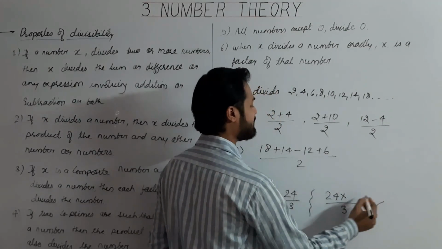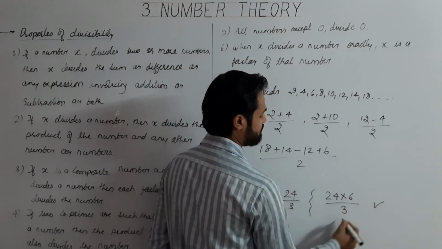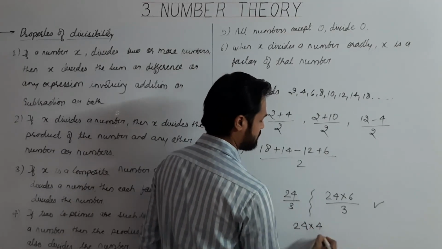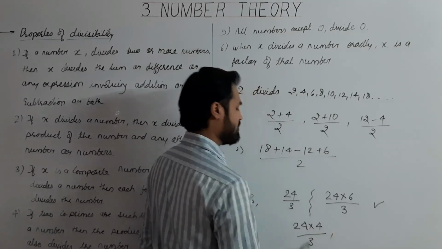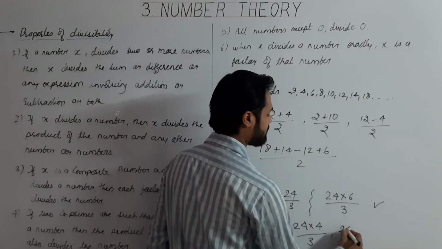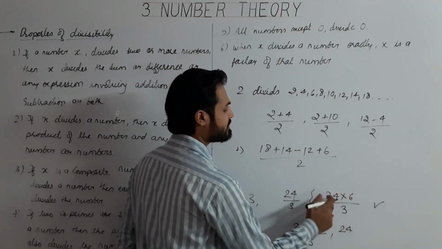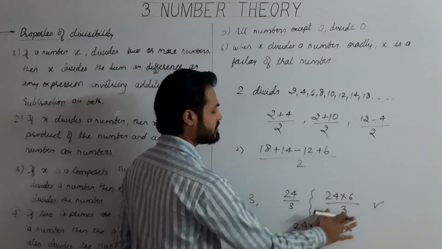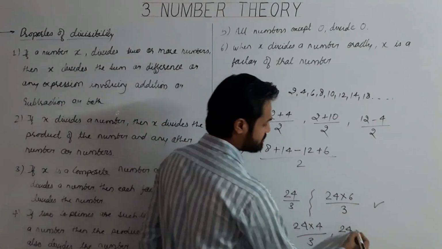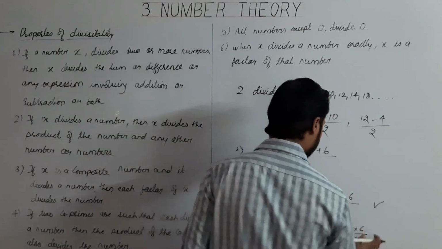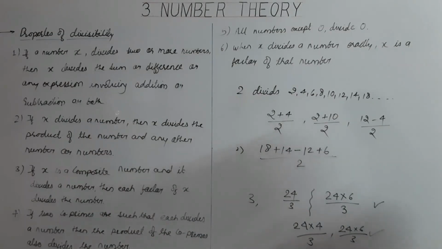Any number means any number. Just write 6, or write 24 into 4, which is also divisible by 3, or you can write any number, because 24 is divisible by 3. So multiplication of any number by 24 will also be divisible by 3. So 24 into 6 is also divisible by 3. This is your second property.